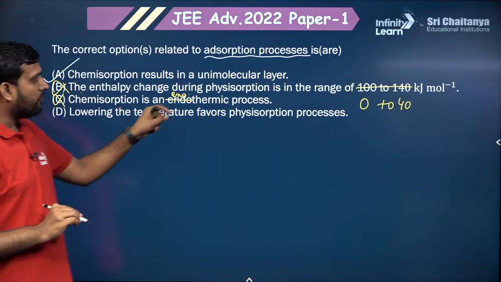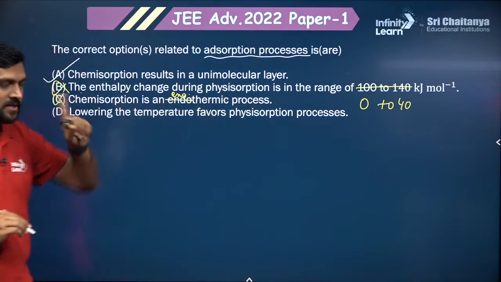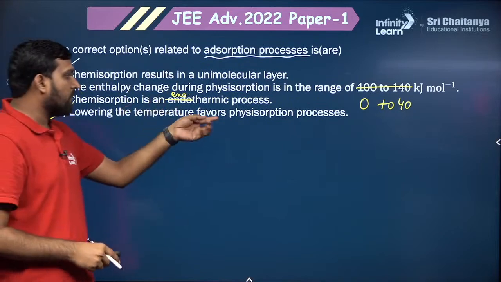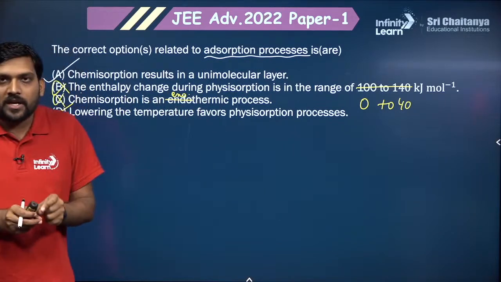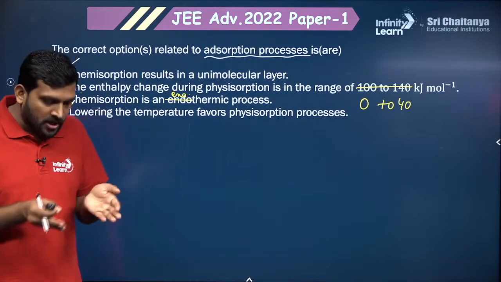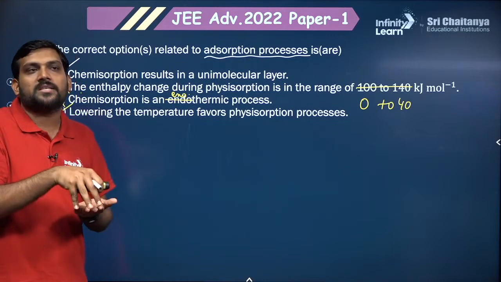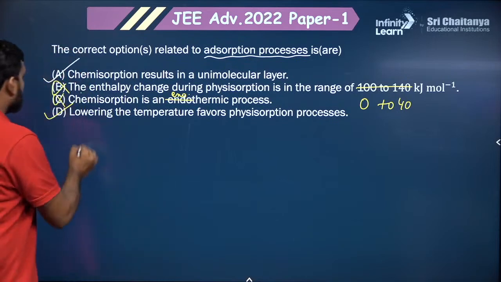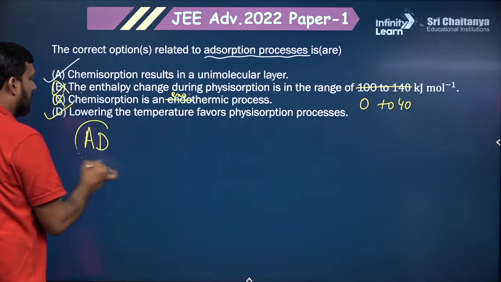Lowering the temperature favors the physisorption process. Yes, chemisorption is favored by higher temperature, and physisorption is favored by lower temperature, because at lower temperature particles have low kinetic energy, so they can easily settle on the surfaces. Okay, so this is what we observe. So this statement is correct. So the correct answer for this will be A and D.